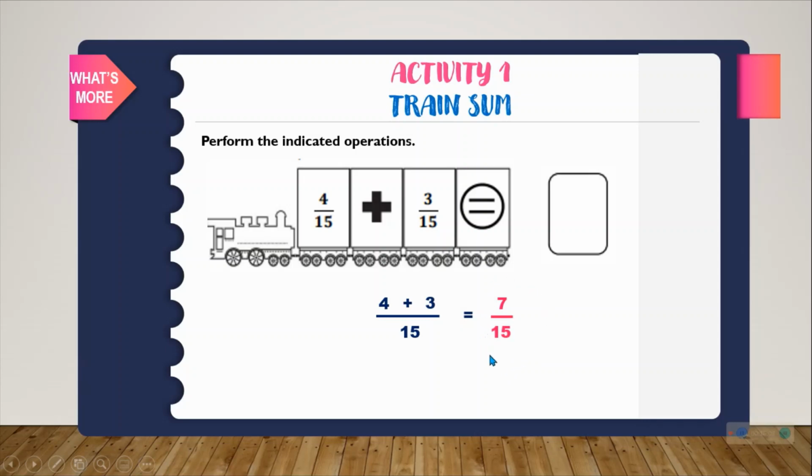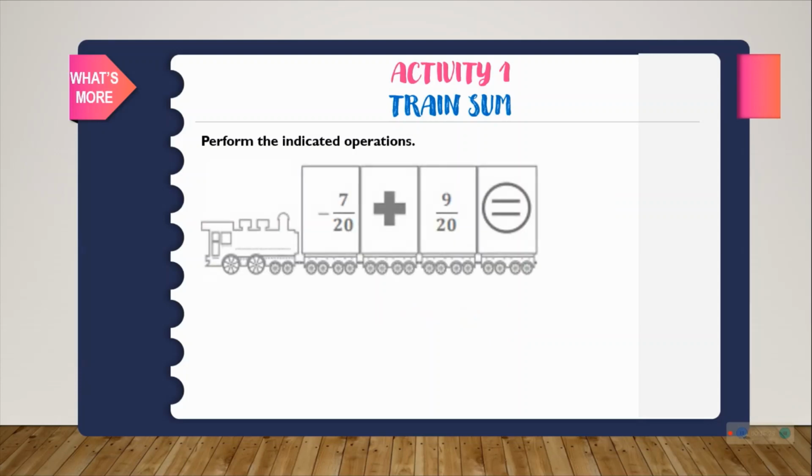Wala nang ilo-lowest term to kasi iyan na yun eh. Wala na number na pwedeng ipang-divide sa kanilang dalawa, parehas, na magto-total siya ng buo. Kaya this will be your final answer. 7 over 15.